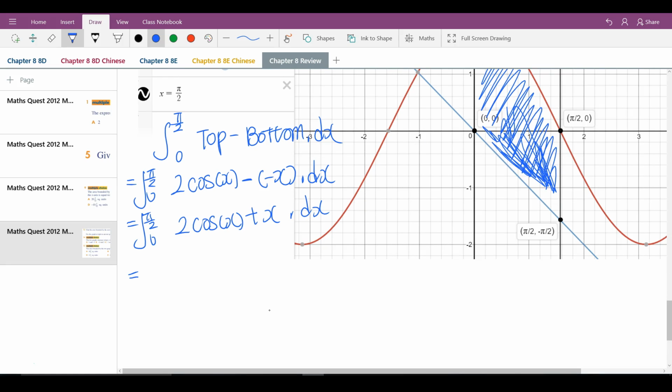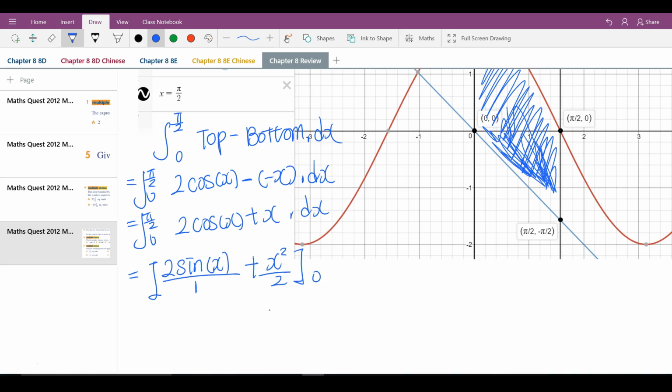So 2 cos x becomes 2 sine x, positive sine x, then divided by the derivative of inside the bracket. Remember, you have to divide by that if you're integrating cosine functions and sine functions or trigonometric functions. Okay, so 1, plus x squared over 2 from 0 to pi over 2.